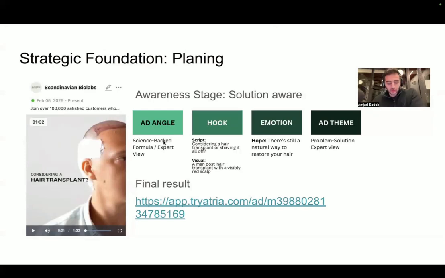But yeah, this is the idea I wanted to show you guys here: how you can take the entire thing from initial deep research to choosing an awareness stage to finding the angle, and to have these four components in one ad, and how the entire thing can look.